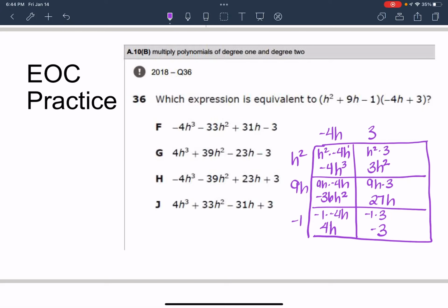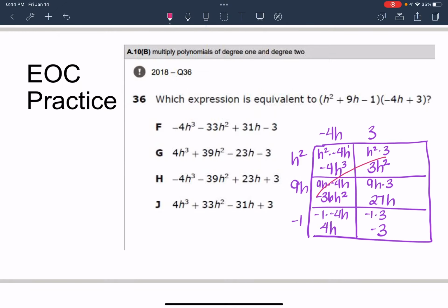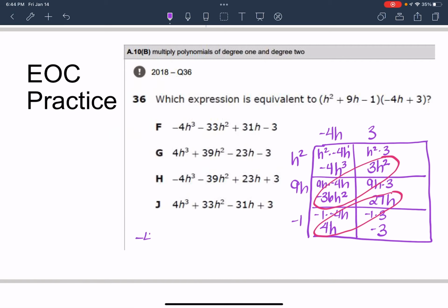So remember, my like terms will be on the diagonal. So here I have 2 h squared terms. I have 2 h terms. And I'm going to go ahead and combine all of these terms. So this gives me negative 4h cubed plus 3h squared minus 36h squared plus 27h plus 4h minus 3.